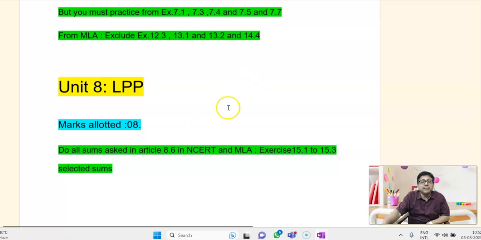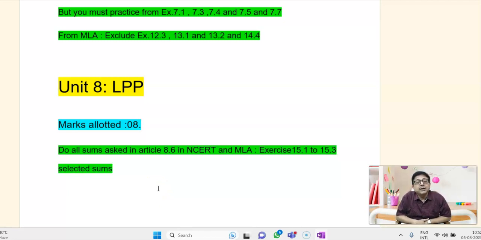Do all the sums asked in article 8.6 in NCERT and M.L. Agarwal exercise 15.1 to 15.3. What about R.D. Sharma then? What will we do from R.D. Sharma? R.D. Sharma solved examples are good. Some sums are really very good.